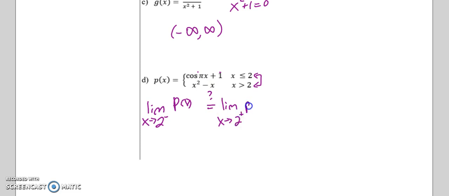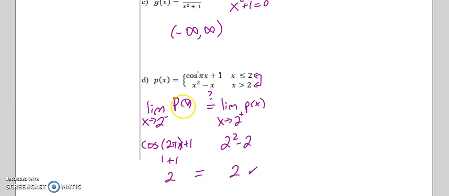And now you might say, wait a minute. So left side, plug in 2, so cosine of 2 pi x, or 2 pi, plus 1, 1 plus 1. Plug in, so from the right, where x is greater than 2, 2 squared minus 2. Woohoo! So the limit exists. What's the function value? Well, what's p of 2? Cosine of pi times 2, just 2 pi plus 1, we found earlier. So the limit is 2, because your right and left side limits are equal. Function value is 2, so p of x is continuous at 2.